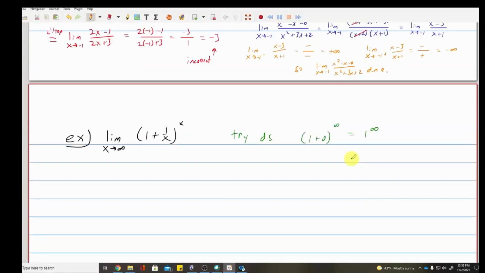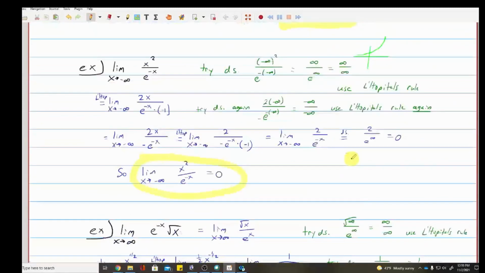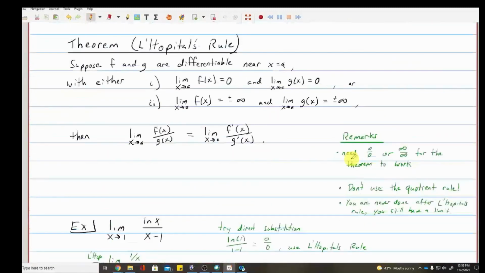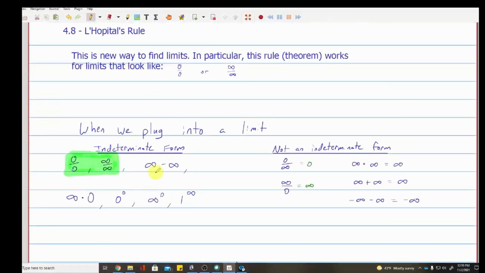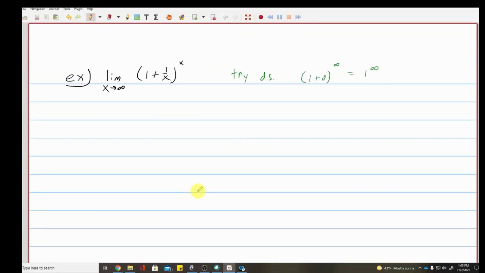And just in case you're not sure, we can go back and look. That 1 to infinity is indeed one of our indeterminate forms. Okay, so we don't know what's happening here. So we can't just say this is what it is. It's not just 1. It's not infinity. It could be anything. So we don't know the value of the limit, but we don't have the right form for L'Hopital's rule. Feels like we're kind of stuck.